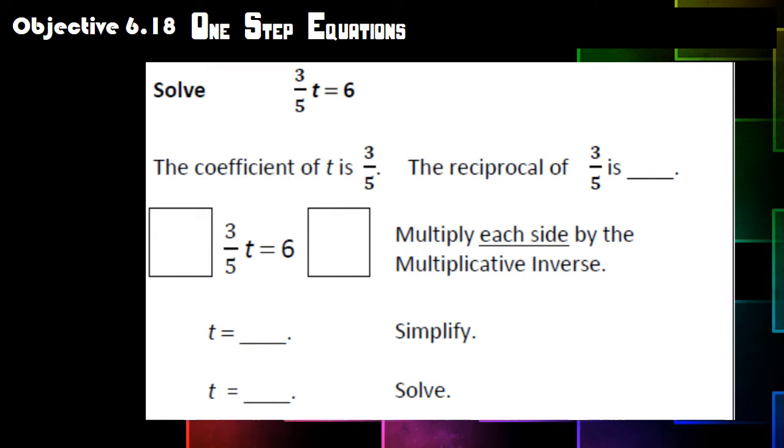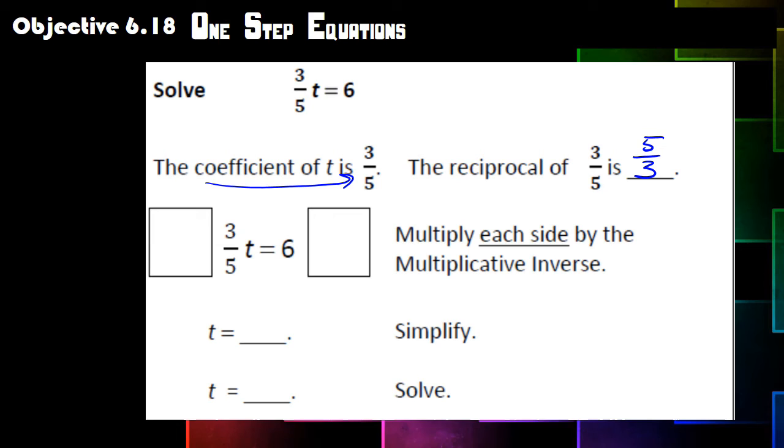So we're given this problem. We need to solve 3/5 times t equals 6. So we're going to identify some information here. Our coefficient of t is 3/5. The reciprocal of 3/5 is 5 over 3. So that is what we're going to multiply both sides of our equation by.